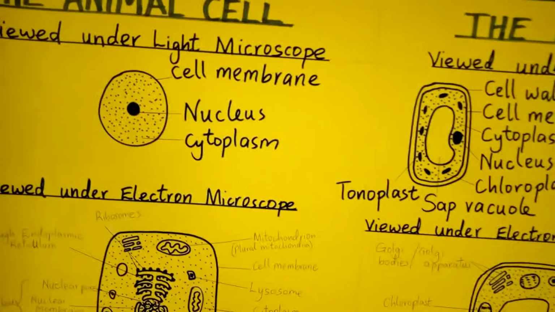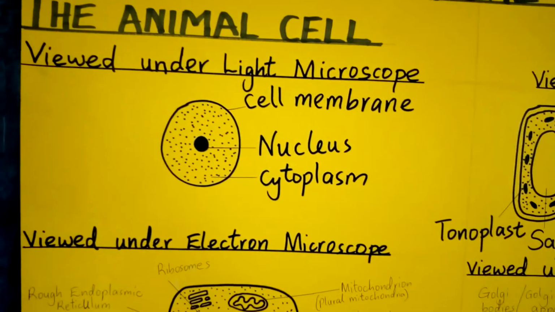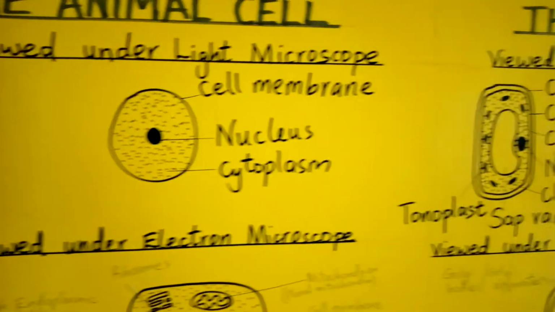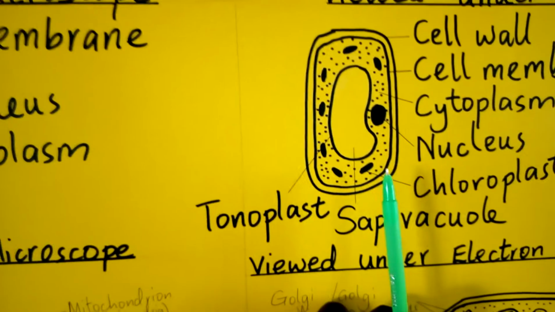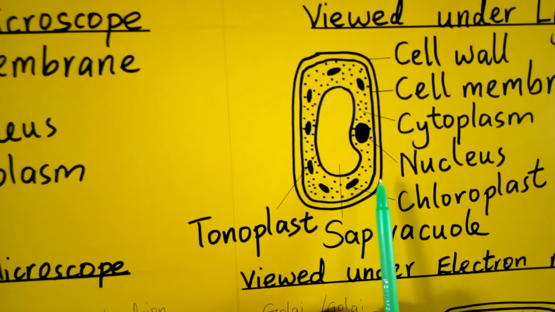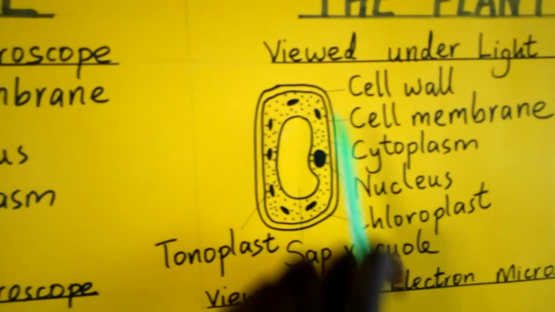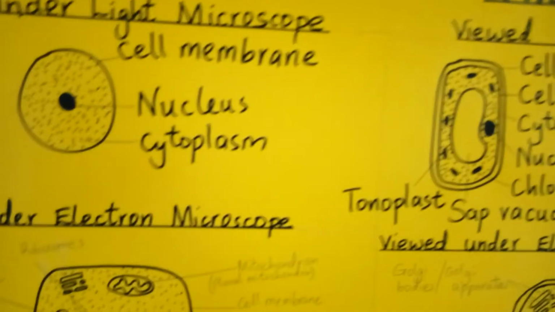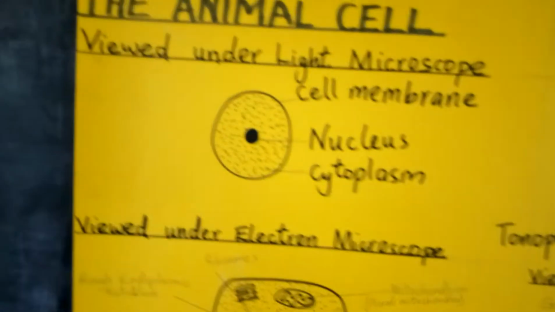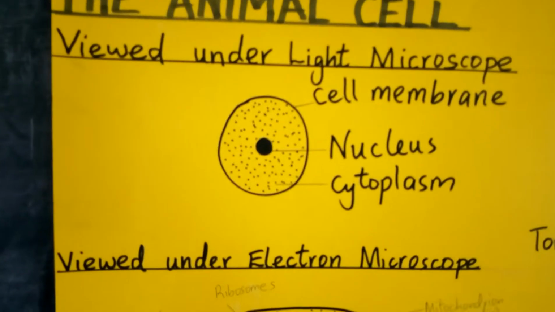The second difference: the plant cell comprises the cell wall, while the animal cell lacks the same. The cell wall is this one here. Hope you can see this part. It comprises the cell wall, while the animal cell lacks the same. Let us look at the third difference.